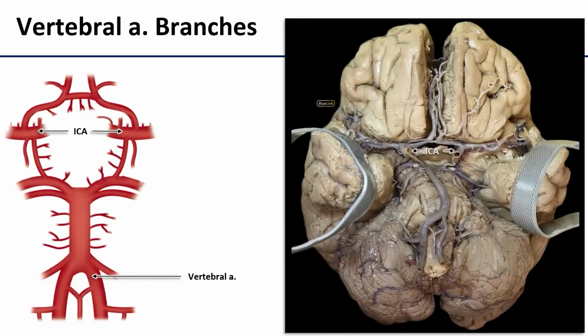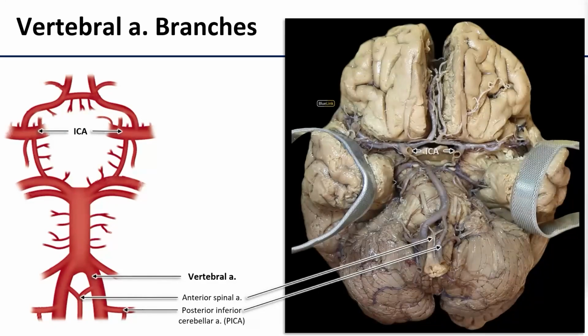All right, so the first branch off the vertebral artery is the posterior inferior cerebellar artery, or the PICA, and that serves exactly where its name says, the posterior and inferior portion of the cerebellum. Then we have something a little bit interesting happening here.